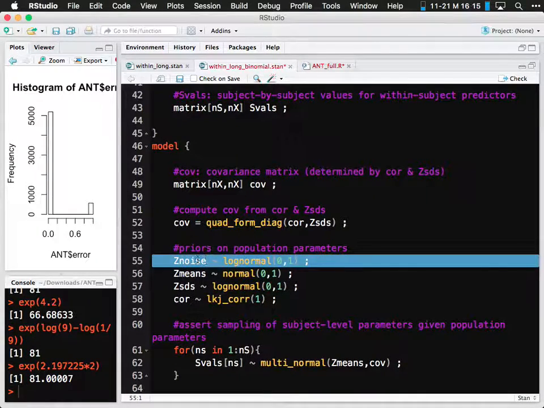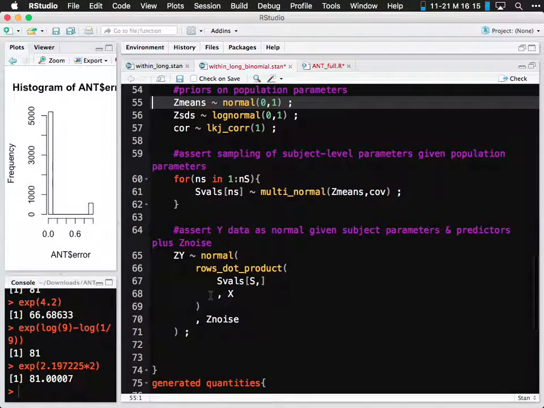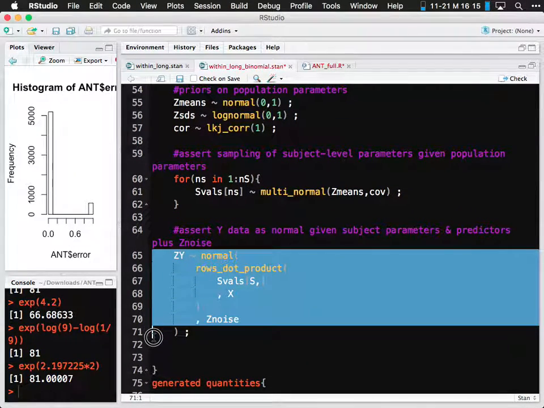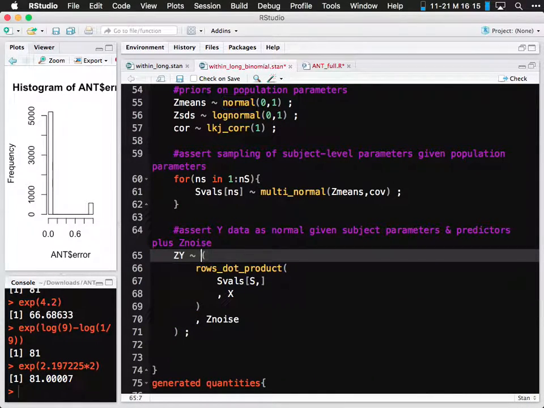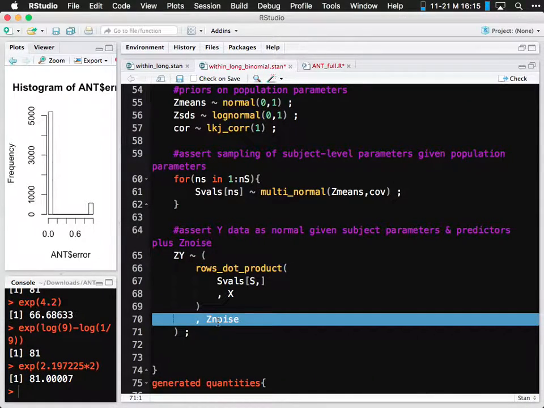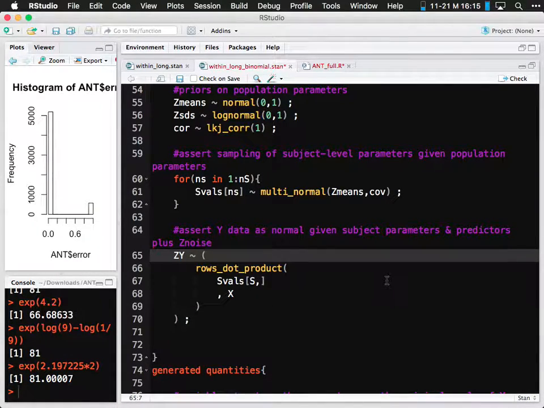New line 55, get rid of the noise parameter there. Now we're going to change the whole sampling statement here. So it's going to be some function. That function isn't going to have a noise parameter, so I get rid of that. And the function is this Bernoulli logit.